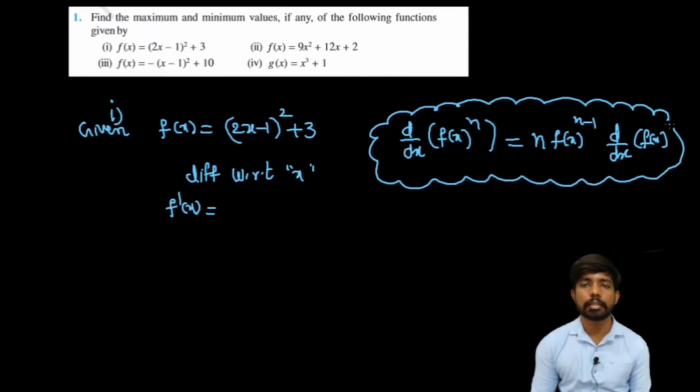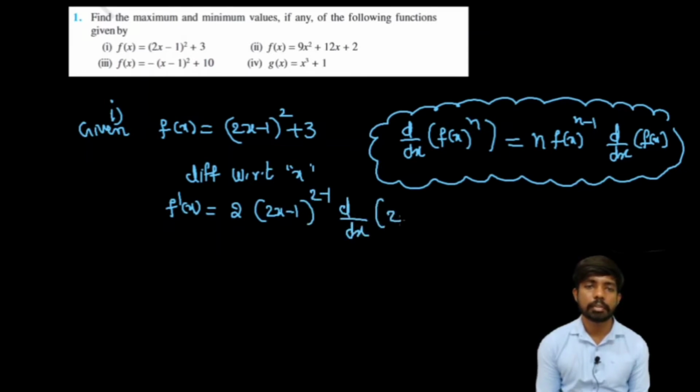Here the function is 2x minus 1. So the differentiation of 2x minus 1 whole to the power of 2 is 2 into 2x minus 1 whole to the power of 2 minus 1, again into the differentiation of the inside function, plus the differentiation of the constant, which is 0.